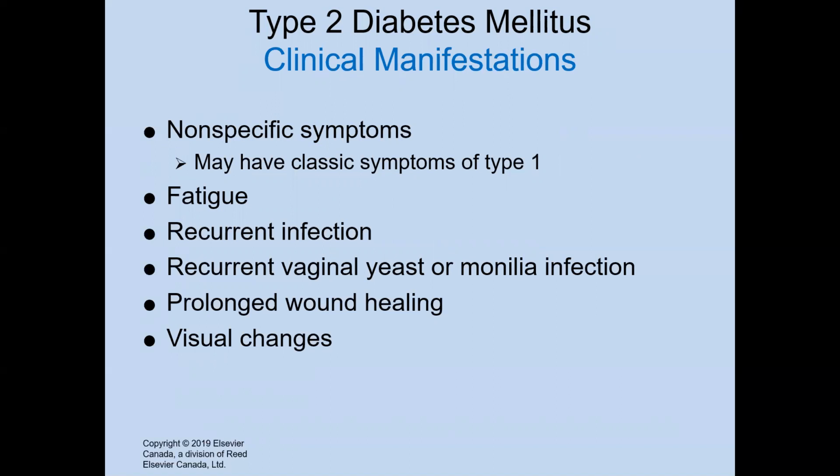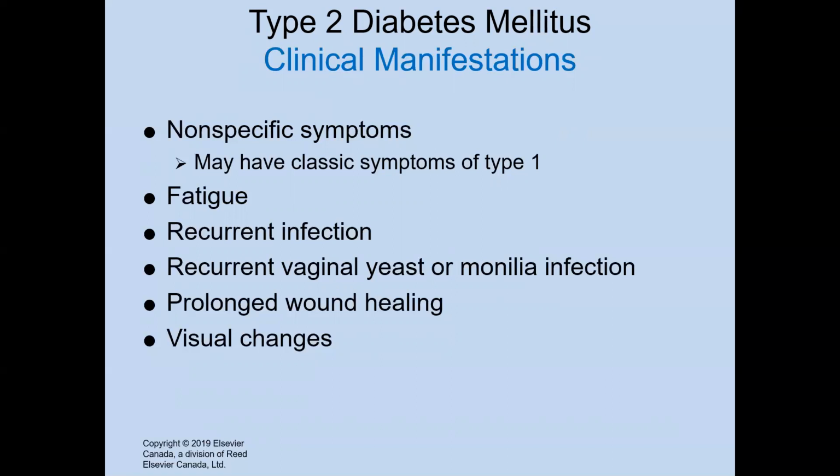So what do we know about the clinical manifestations? Often they can be very nonspecific. Sometimes we see patients with type 2 diabetes at time of onset have classic symptoms of type 1, but often not. We are much more likely to see them report fatigue, recurrent infections, and in particular yeast infections. Yeast loves sugar. It loves that high level of glucose, so we'll often see recurrent yeast infections, and that can be a vaginal or perineal yeast infection. You can see yeast infections in skin folds and other places.